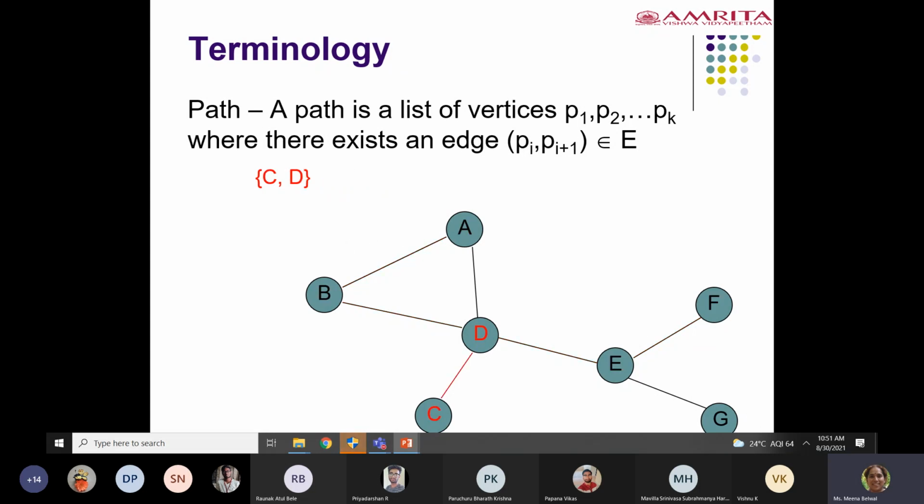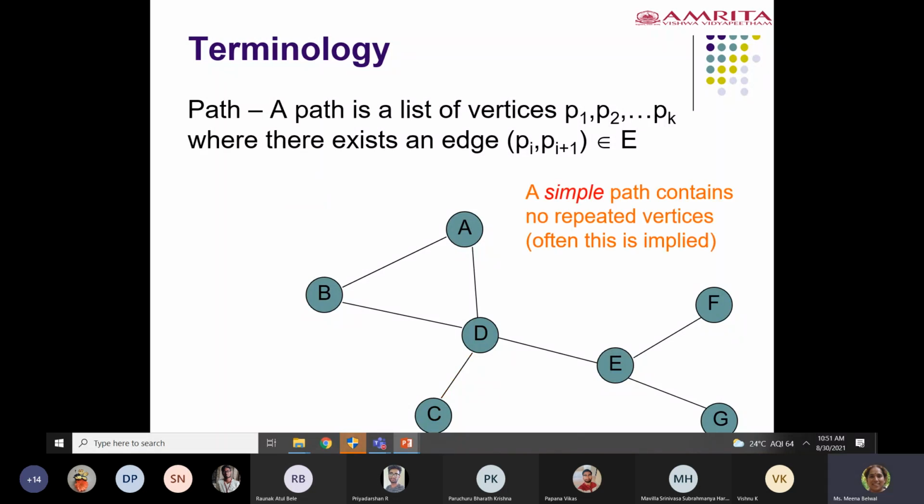A path is a list of vertices. Now, if you say CD, is it a path? Yes, CD also is a path here, because you have an edge. Though this path has only one edge, it is a path. This is the condition: it can be anything like P1, P2, but there should be a direct edge.